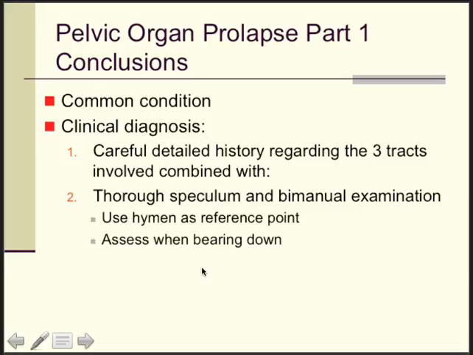Use the hymen as reference point. That is maybe the simplest way to describe the POP-Q classification. So describe whether you see a cystocele, hymen plus 2 centimeters, and that makes clear to everybody what variation we're dealing with and the severity. And you assess the severity of the prolapse, the POP-Q classification, when the woman is bearing down, coughing for instance. In principle, no investigations are required.